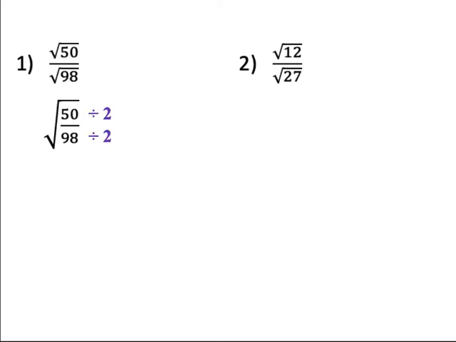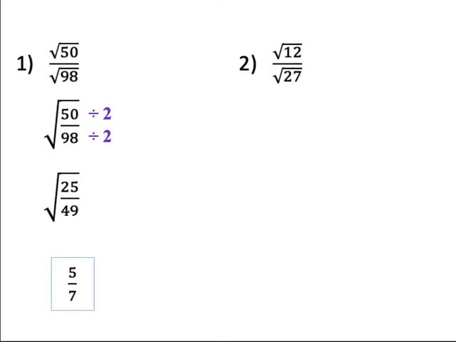50 over 98 does simplify because they can both be divided by 2. 50 divided by 2 gets you 25. 98 divided by 2 gets you 49. Now that you've simplified the fraction, you can square root each number in the fraction. Square root of 25 is 5. Square root of 49 is 7. Done. That is your answer.